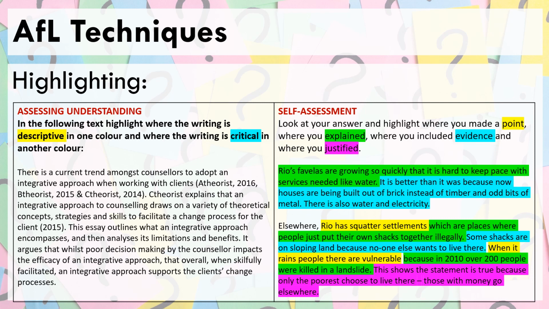The second example on the right there is self-assessment, and this is where a child has written a piece of work and handed it in, but then I've asked them to take hold of it and they've got to say where they think they've made a point, where they think they've explained something, where they've got evidence and where they've justified what they've said. Now for a student, if they realise that they haven't put any purple in or any blue in, for example, then they can see instantly what they've missed from their answer. So really quick and effective way of assessing.